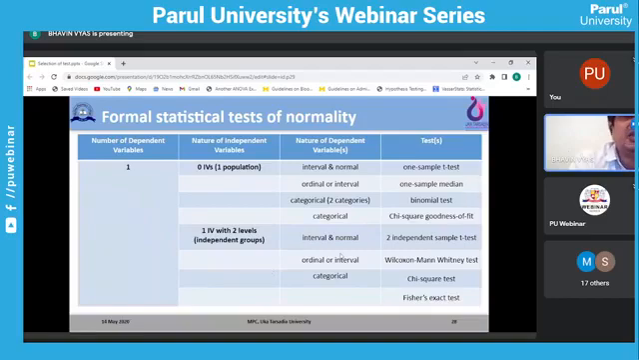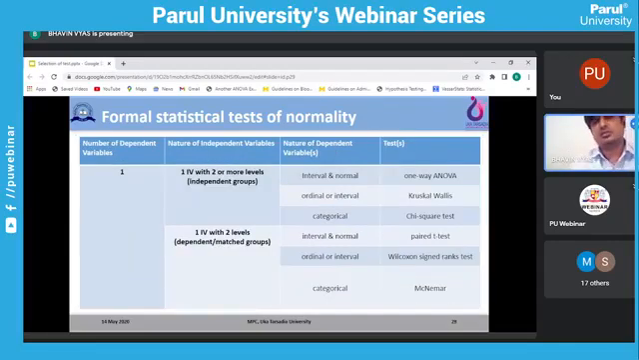If you have collected data which is not continuous, it is ordinal or interval, then the non-parametric test equivalent to this parametric test is known as the Wilcoxon or Mann-Whitney test. If you have categorical data, then you can select Fisher exact test or chi-square test.